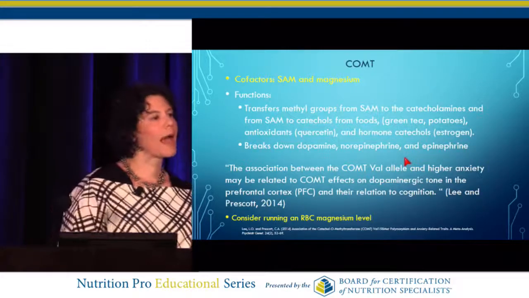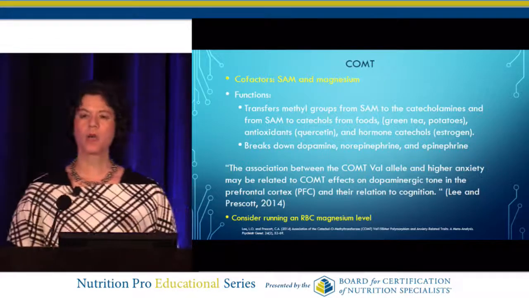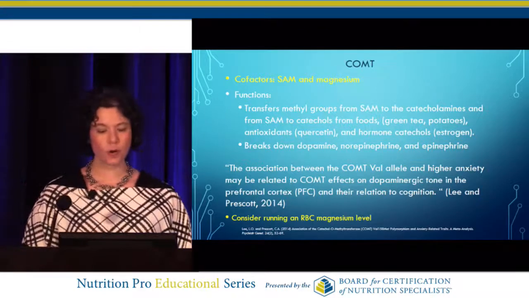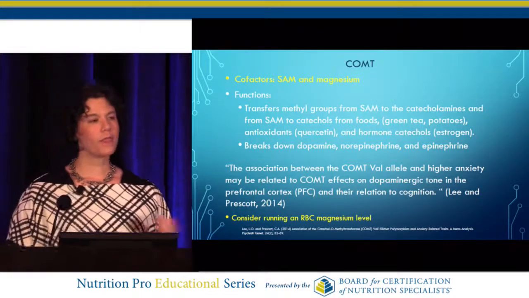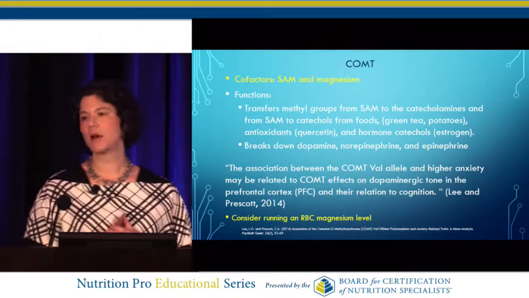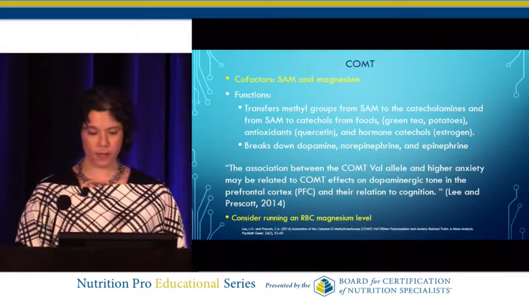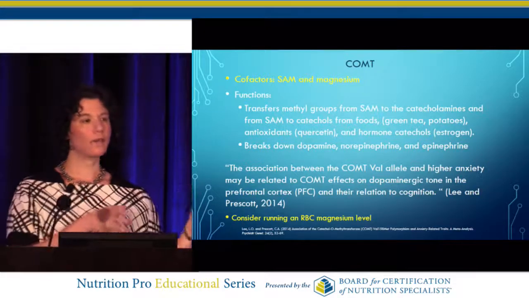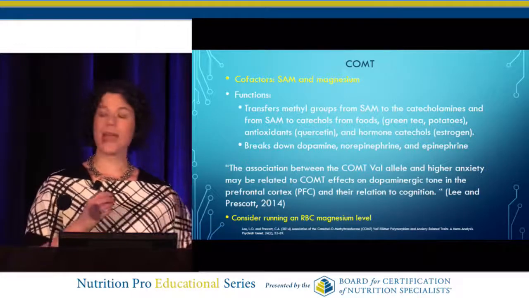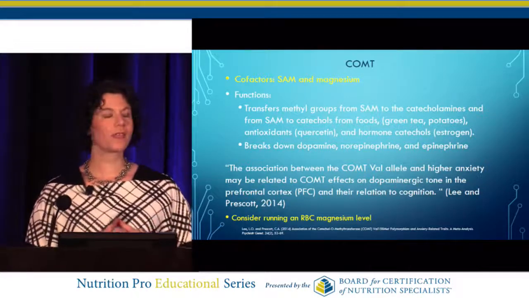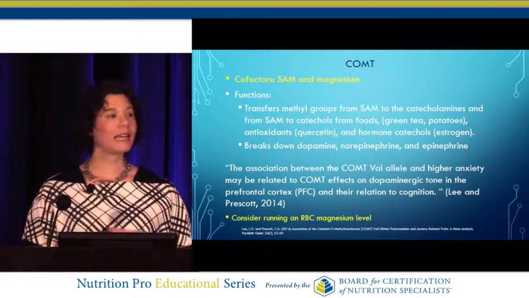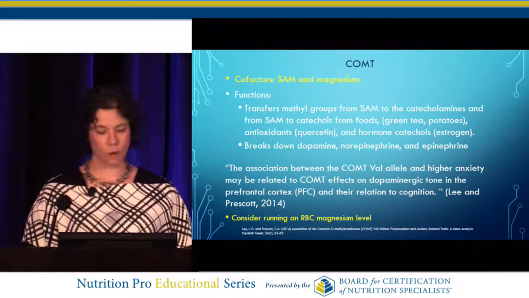So let's take a look at catechol-O-methyltransferase, or COMT. The cofactors for this particular enzyme are SAM, our universal methyl donor, and magnesium. The takeaway is that our COMT enzyme is going to break down dopamine, norepinephrine, and epinephrine, but it's also important for transferring a methyl group from SAM to our catecholamines, and catechols also in our foods, so things like green tea and potatoes, antioxidants like quercetin, and even estrogen, which is a hormone catechol.